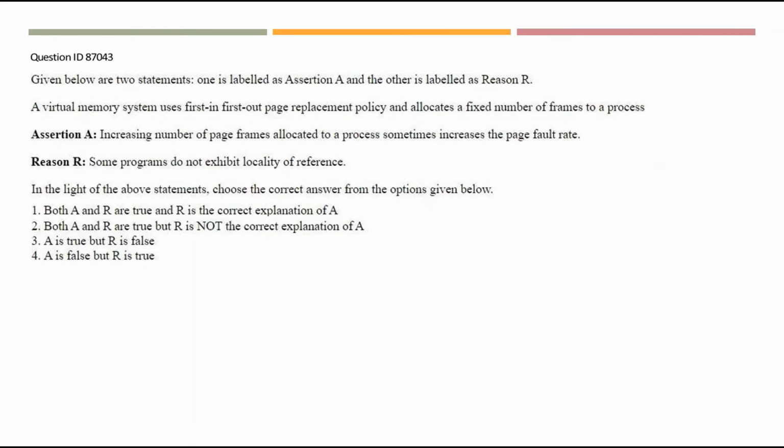Next question. Again we are given two statements, one with assertion and other with reason. A virtual memory system uses first in first out FIFO page replacement policy and allocates a fixed number of frames to a process. Increasing the number of page frames allocated to a process sometimes increases the page fault rate. This is nothing but Belady's anomaly. We saw FIFO is also experiencing this. So assertion is obviously true.